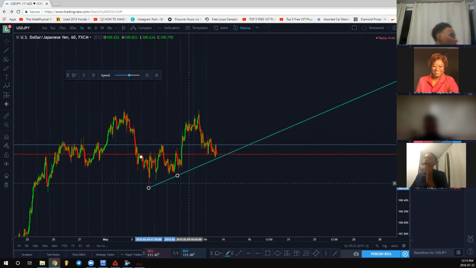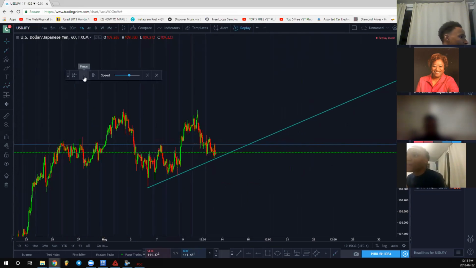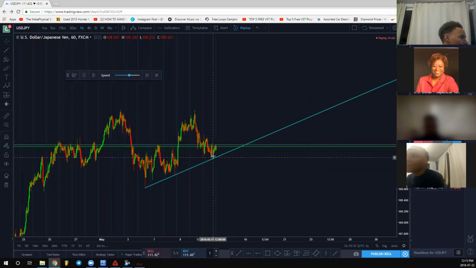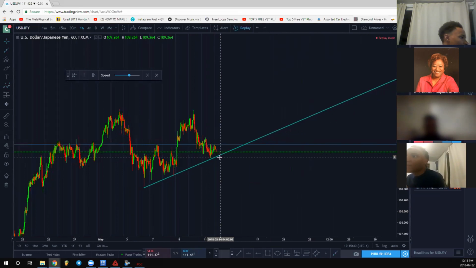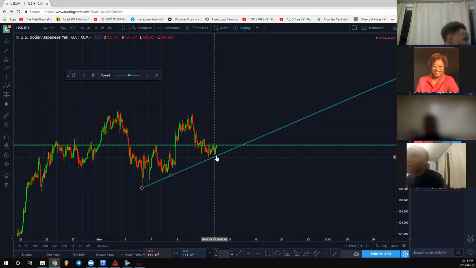Okay. Now what we can do is we can let price play out, right? Let's just keep it on the hour. Let's let price play out. It bounced above it. Touched the line again. Now that right there, because it touched the line and it didn't break through, this could have been an entry for a buy. Any questions? This right here could have been an entry for buys.